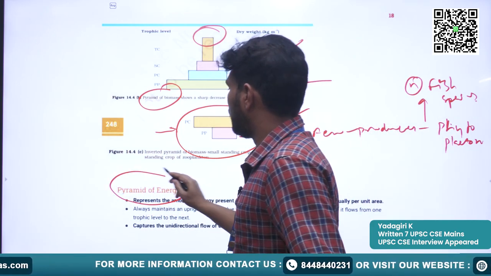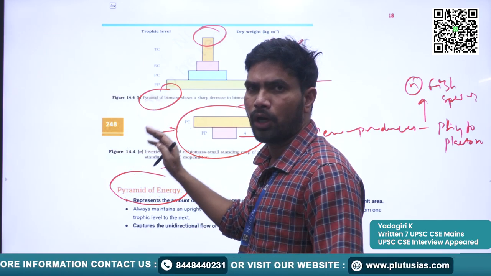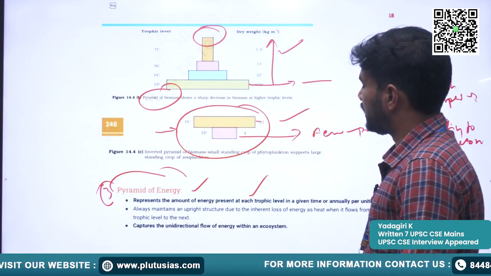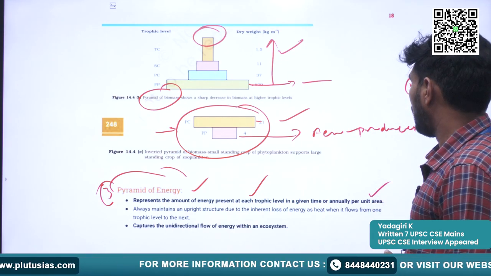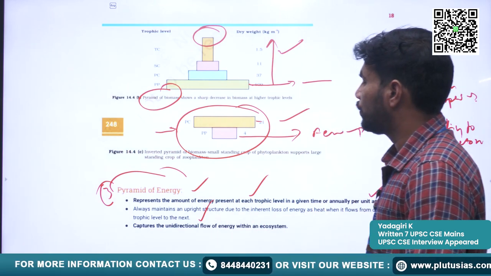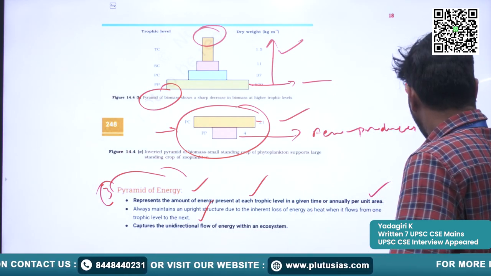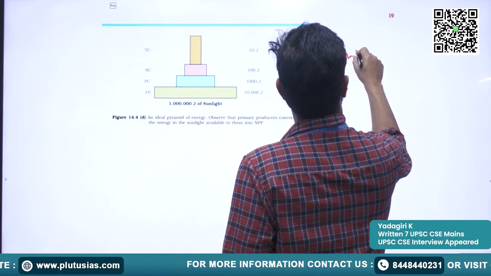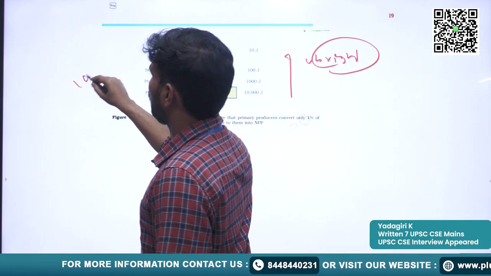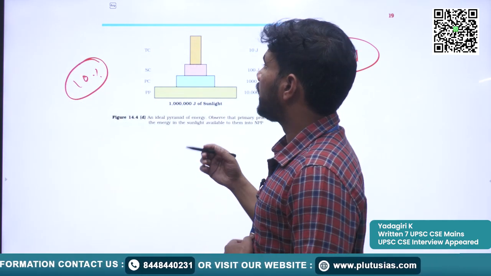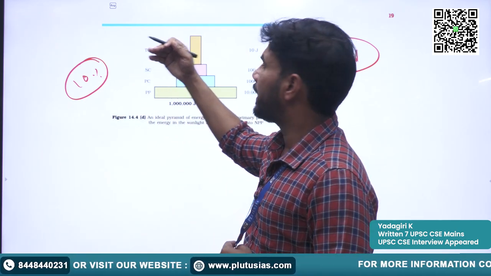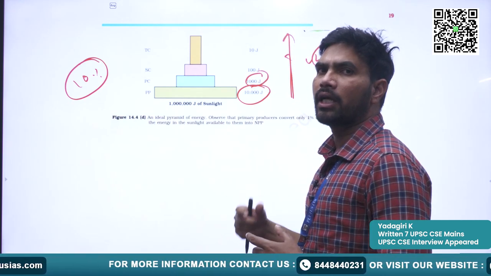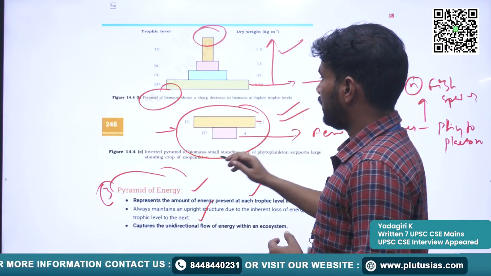Next one is the pyramid of energy. We have seen the pyramid of numbers. Now we have seen the pyramid of biomass. The third one is the pyramid of energy. It represents the amount of energy present at each trophic level in a given time or annually per unit area. It captures the unidirectional flow of energy within the ecosystem. Remember that the pyramid of energy will always be upright, because we have studied just now the 10% rule when it comes to transfer of energy. Only 10% of the existing energy will be transferred to the next trophic level. Because of that reason, the pyramid of energy will always be upright. It cannot be an inverted pyramid.